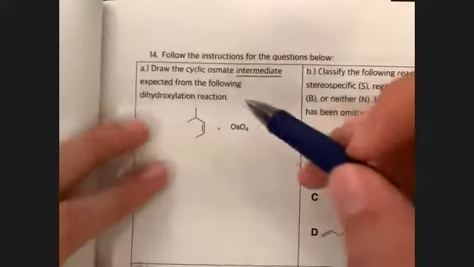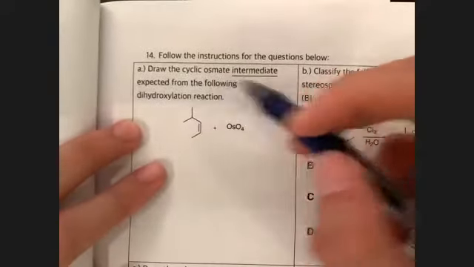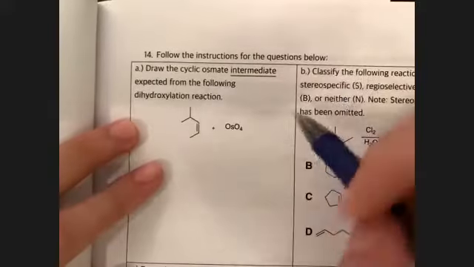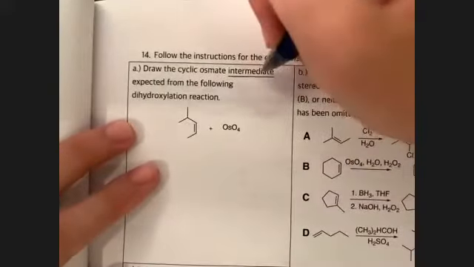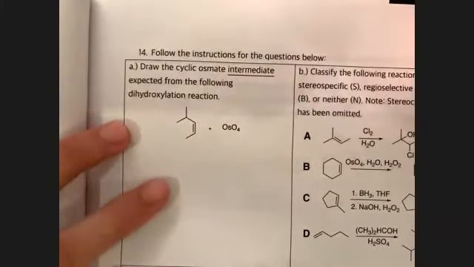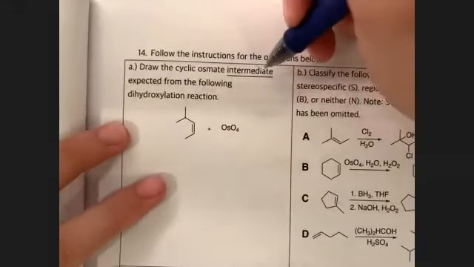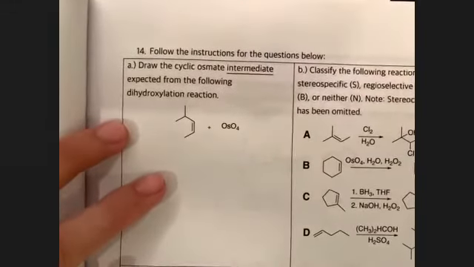So for one, draw just the cyclic osmate intermediate. You don't know that yet, but just drawing this plain intermediate is all we want. Okay, so it wasn't drawing the mechanism, it wasn't drawing the product, it was drawing a specific intermediate. So you can kind of see how that applies to today.